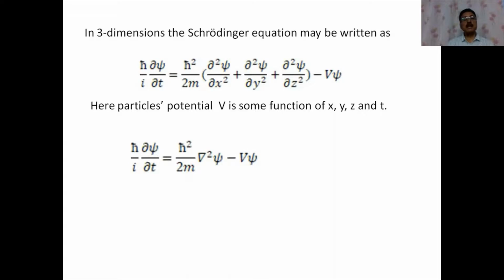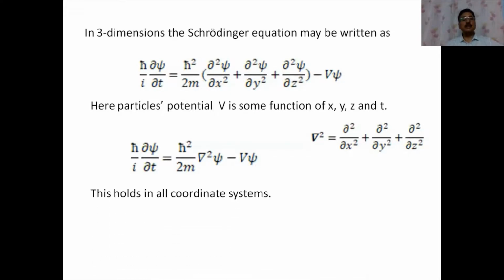So iħ ∂ψ/∂t is equal to minus ħ²/2m times the Laplacian operator ∇²ψ plus Vψ. This holds in all coordinate systems, whether it is Cartesian, spherical polar, or cylindrical coordinates.